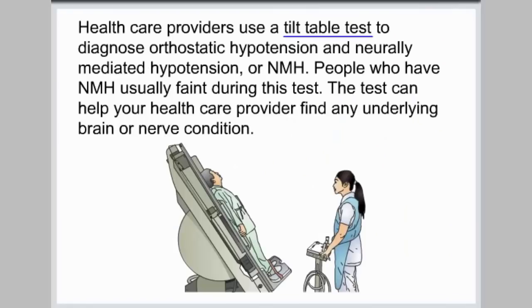Healthcare providers use a tilt table test to diagnose orthostatic hypotension and neurally mediated hypotension, or NMH. People who have NMH usually faint during this test. The test can help your healthcare provider find any underlying brain or nerve condition.